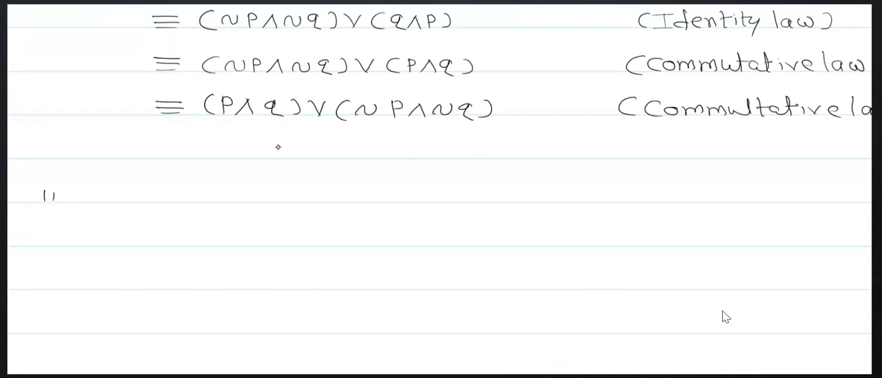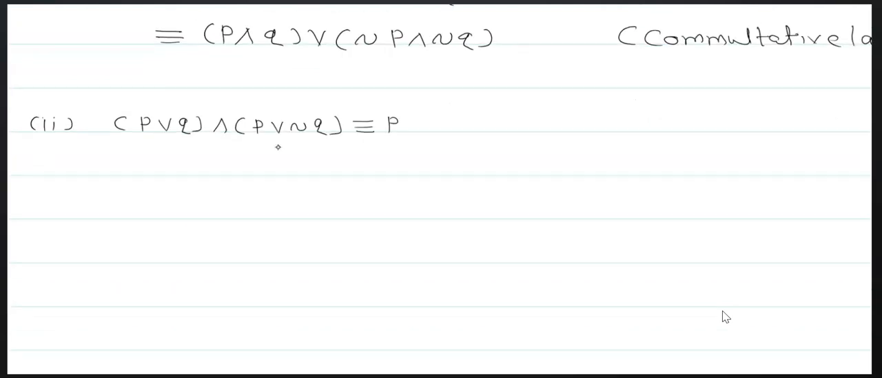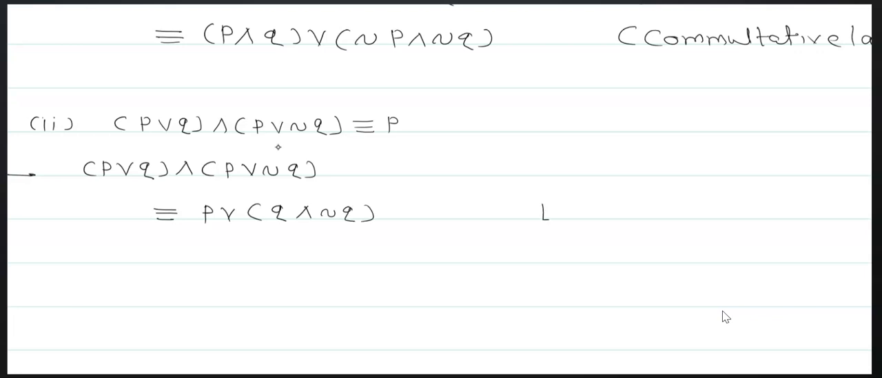Second, P or Q and P or negation of Q, that is equal to P. Now consider the LHS: P or Q and P or negation Q. That is P or... This is the distributive law and how it is.